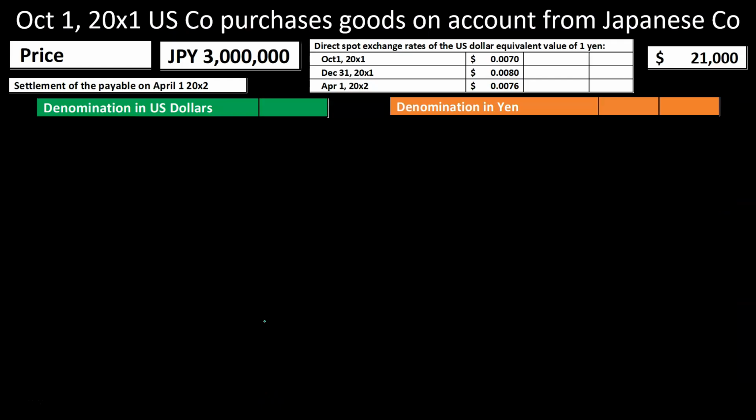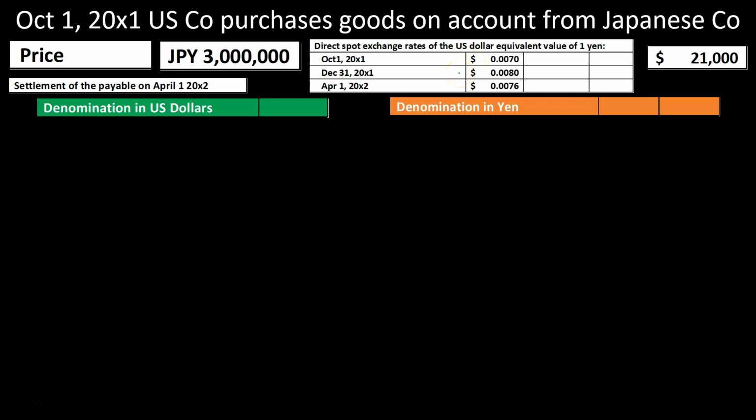Let's take a quick look at an example here. And like I said, I do recommend going over the many example problems that we will have. So on October 1st, 2000X1, a U.S. company purchases goods on account from a Japanese company. The price is going to be 3 million yen. The settlement of the accounts payable is going to be on April 1st, 2000X2. Then we have the direct spot exchange rates of the US dollar equivalent value of 1 yen. In other words, 1 yen on October 1st is equivalent to $0.007.